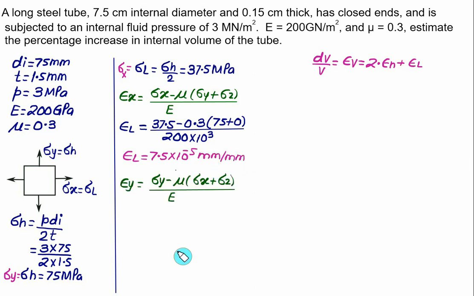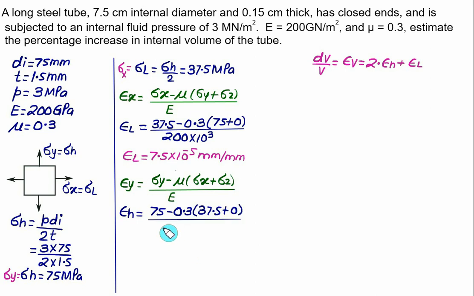Similarly, we can calculate the strain along the y direction, that will be (sigma y minus mu times (sigma x plus sigma z)) divided by E. The strain along the y direction is same as the hoop strain epsilon h, and we have sigma y equal to 75, Poisson ratio mu equal to 0.3, sigma x is sigma L, that is equal to 37.5, and sigma z equal to 0.